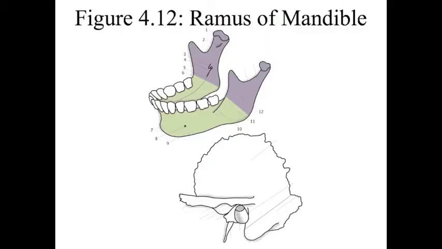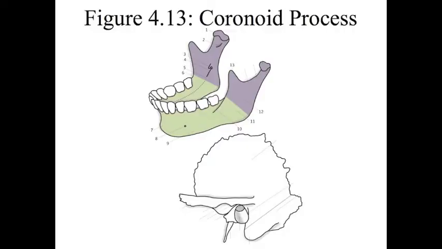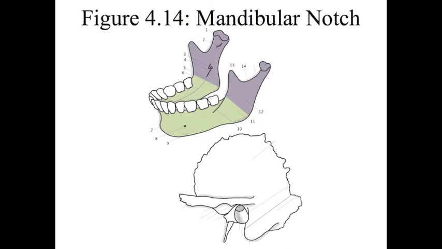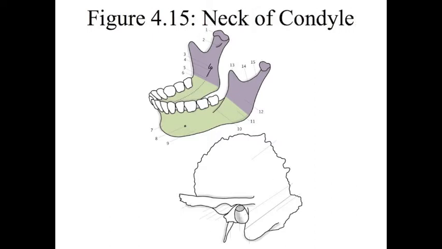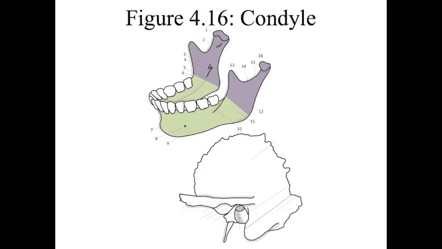Number 12 is the ramus of the mandible. It is the perpendicular section. It's connected to the body of the mandible by the angle. Number 13 is the coronoid process. Number 14 is the mandibular notch. Number 15 is the neck of the condyle, and number 16 is the condyle. Now here's an easy way to keep yourself from getting screwed up between the coronoid process and the condyle. Just think to yourself, you have to eat your corn before you can have any candy.